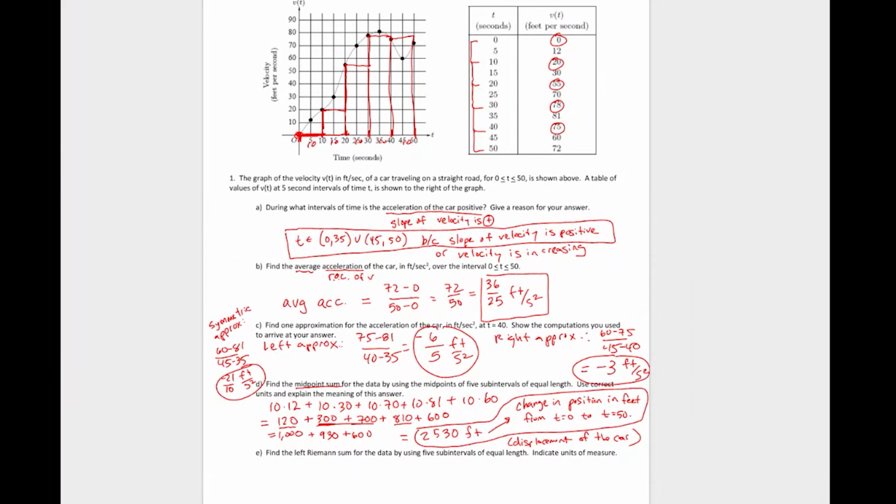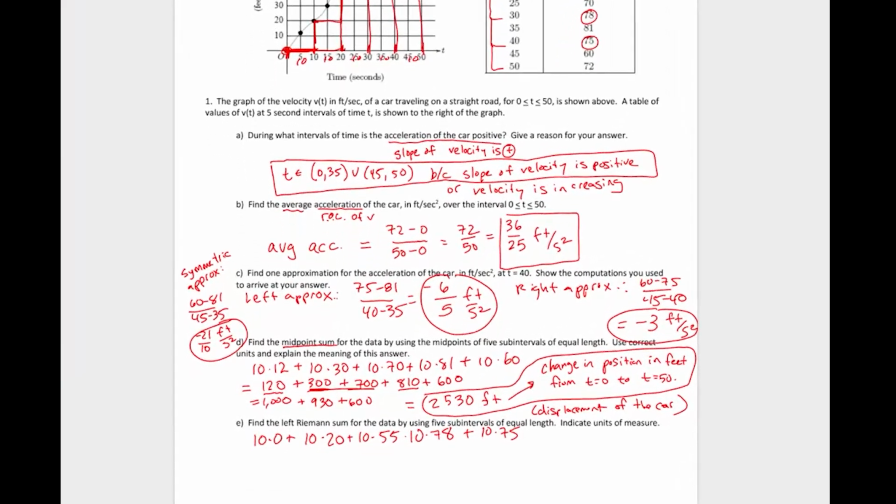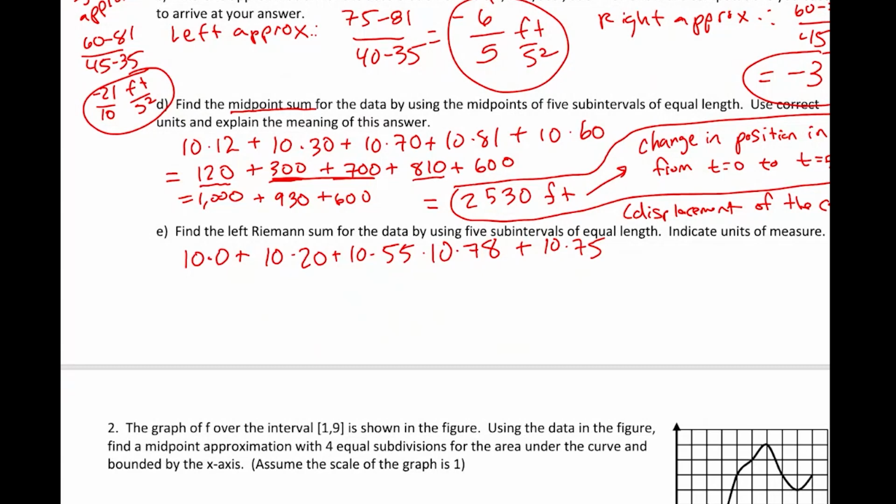But my setup's going to be just like part D. I'm going to have 10 times 0. And you might just not even write that, but I want to try my best to keep track of each rectangle. Plus 10 times 20, plus 10 times 55, plus 10 times 78, plus 10 times 75. Okay, let's zoom in so we can do this arithmetic. So we've got 0, that's the area of the first rectangle, plus 200, plus 550, plus 780, plus 750.